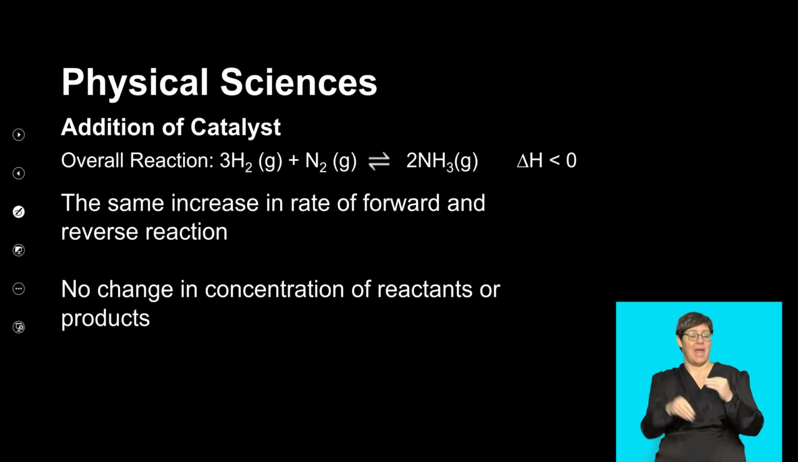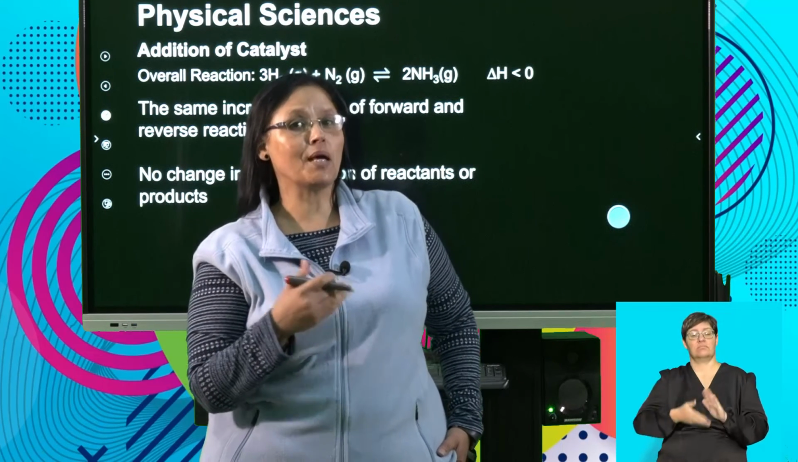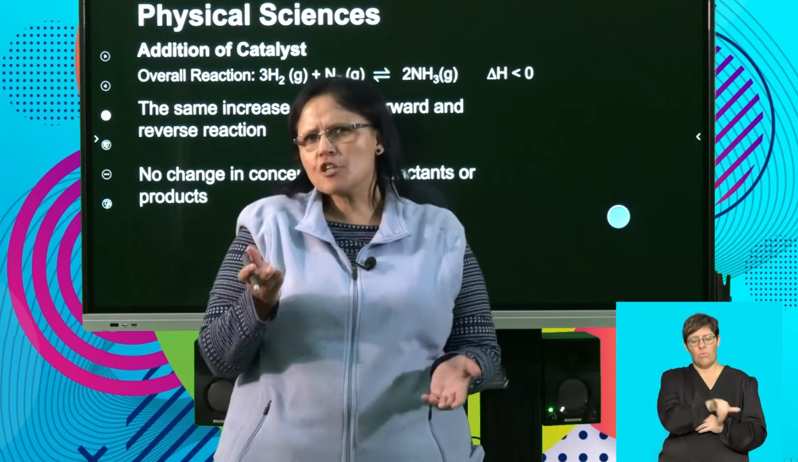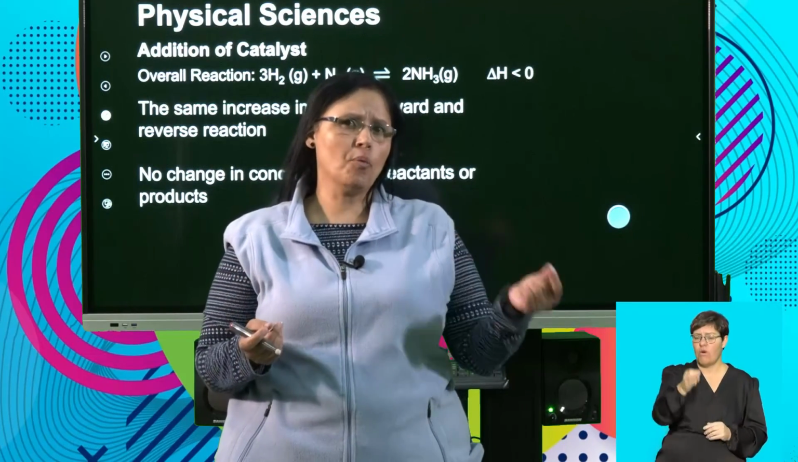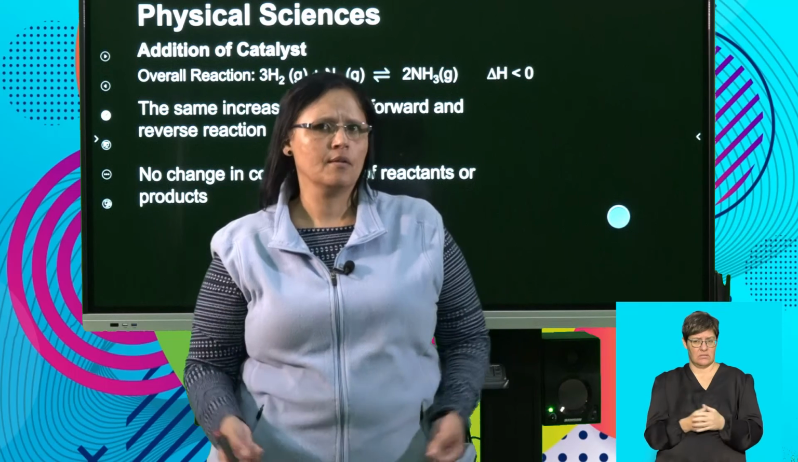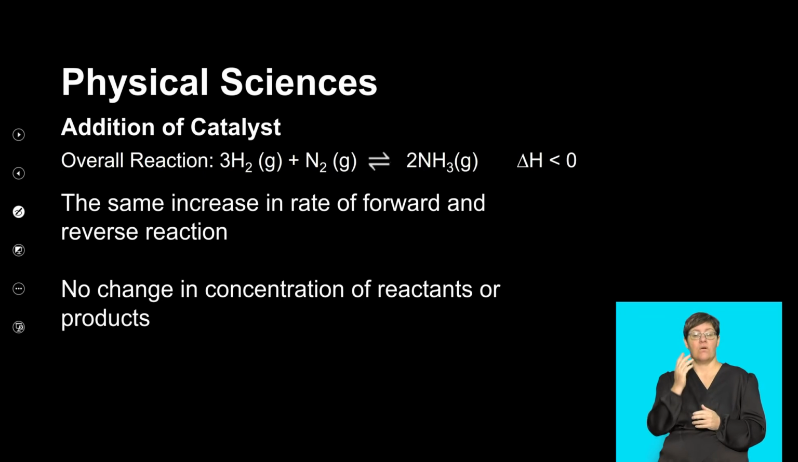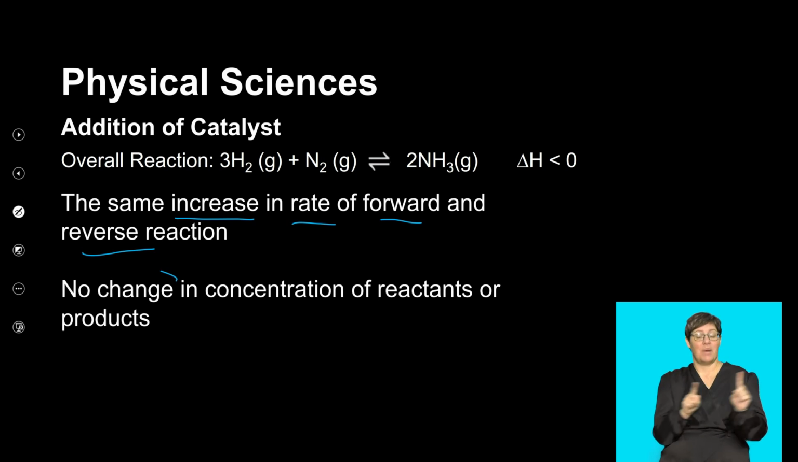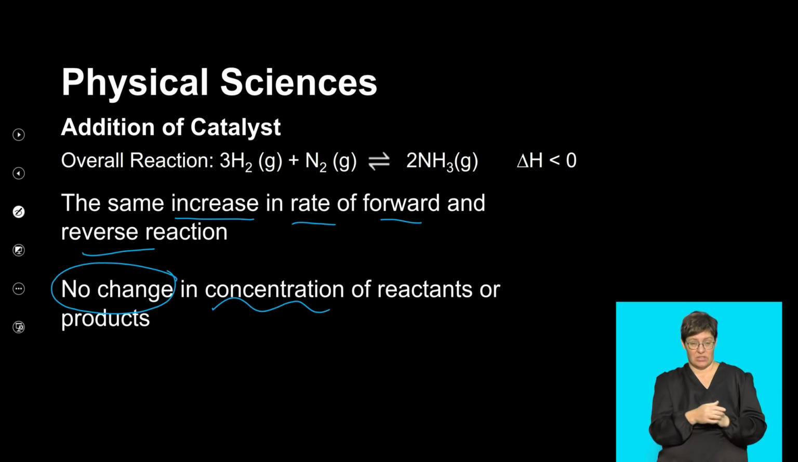Now when we add a catalyst, we actually speed up the reaction. So which reaction is sped up? The forward or the reverse reaction? When we add a catalyst, there is an increase in both the rate of the forward as well as the reverse reaction. But there is no change in the concentration. Remember I said in an earlier session, the product is formed faster, but the amount of product that forms remains the same.